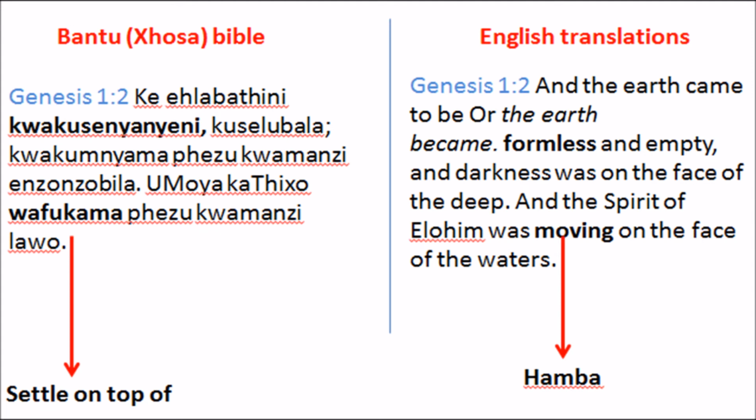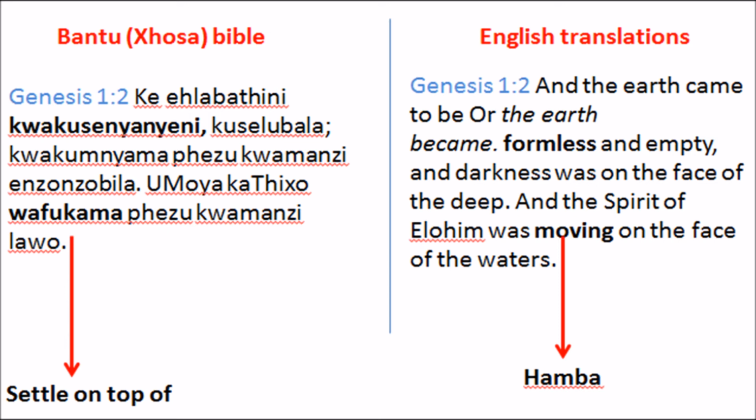But if it was translated from English to Bantu, I'm giving them the benefit of the doubt. Let's say you are still arguing that no, I'm wrong, it was English. I'm a Bantu person, looking at your English Bible, trying to translate it back to Bantu. You think moving means hamba. So it would have been, God's Spirit was hamba on the face of the water. Simple. But no, it didn't say hamba.